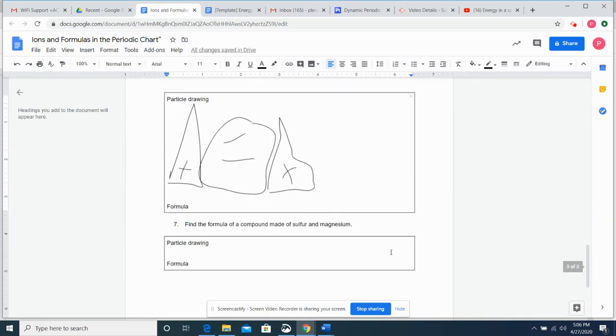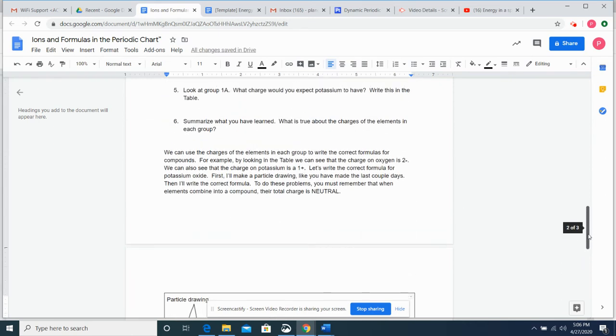Now, the next thing it asked me to do is write the formula for that compound. Well, I can see that there are two potassiums. The object on the left-hand side of the chart, that is the metal, gets written first. So I'm going to write K. I'm going to write that there are two potassiums, and then I'm going to write the O. And then I'm going to make this a subscript. So Control, comma. There it is, K2O, potassium oxide. And I've correctly answered that question for a compound of oxygen and potassium.